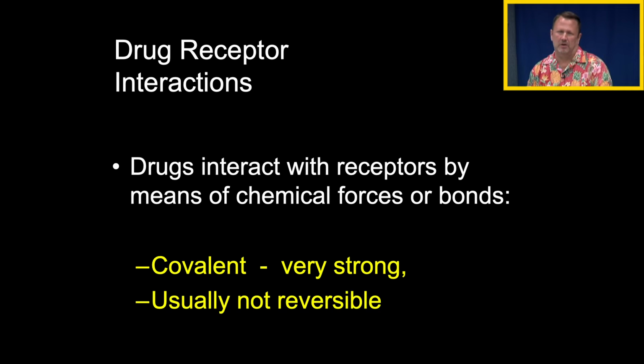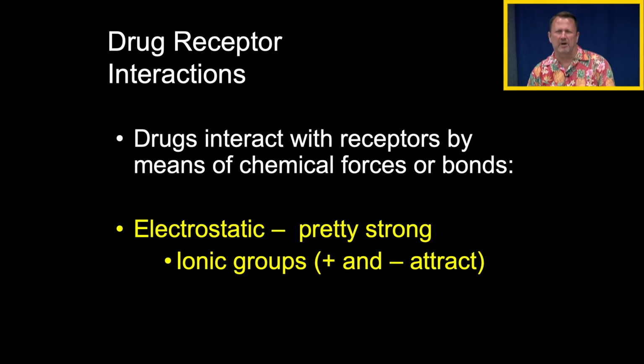All right, so let's talk about them. Covalent bonds are very strong. Well, they're usually not reversible. So when a drug makes a covalent change to the receptor, that change is going to be permanent until the cell undergoes apoptosis and is recycled. So those aren't reversible. The electrostatic bonds, positive and negative being attracted to each other. We talked a little bit about that with acetylcholinesterase, the positively charged quaternary nitrogen being attracted to the negative charge on the receptor. That's pretty strong. That's very important too.